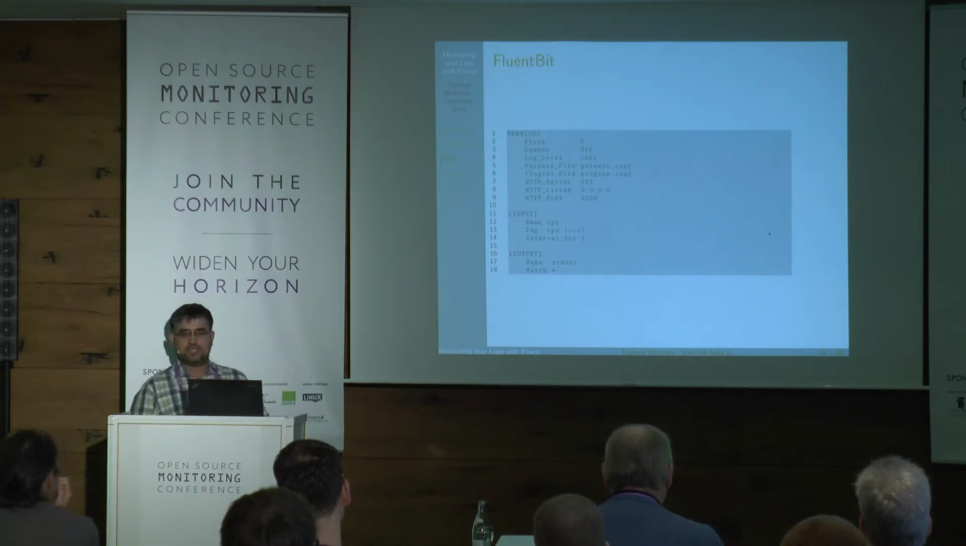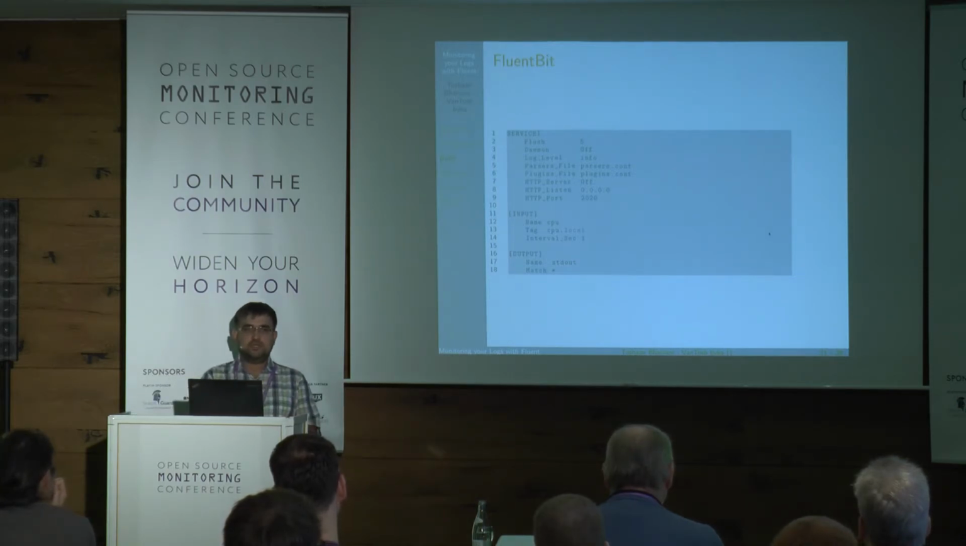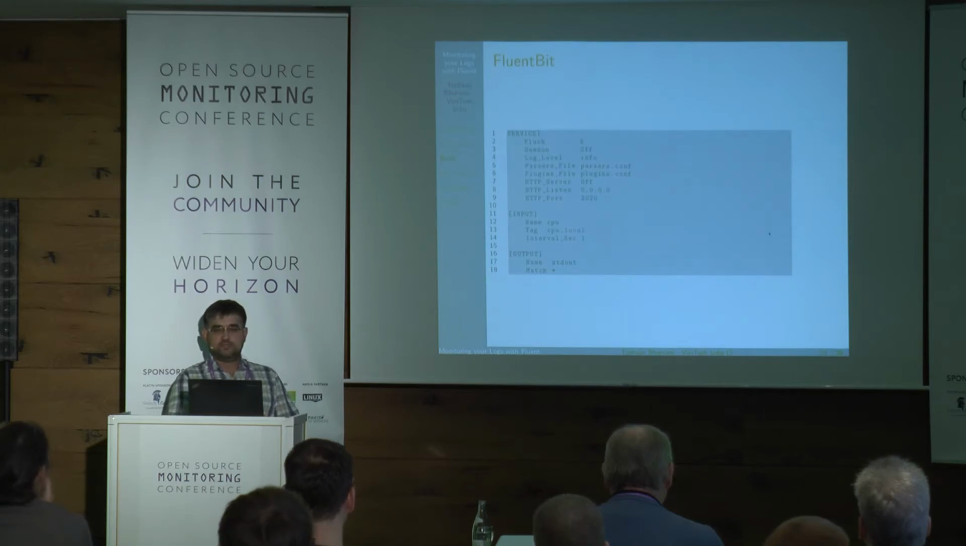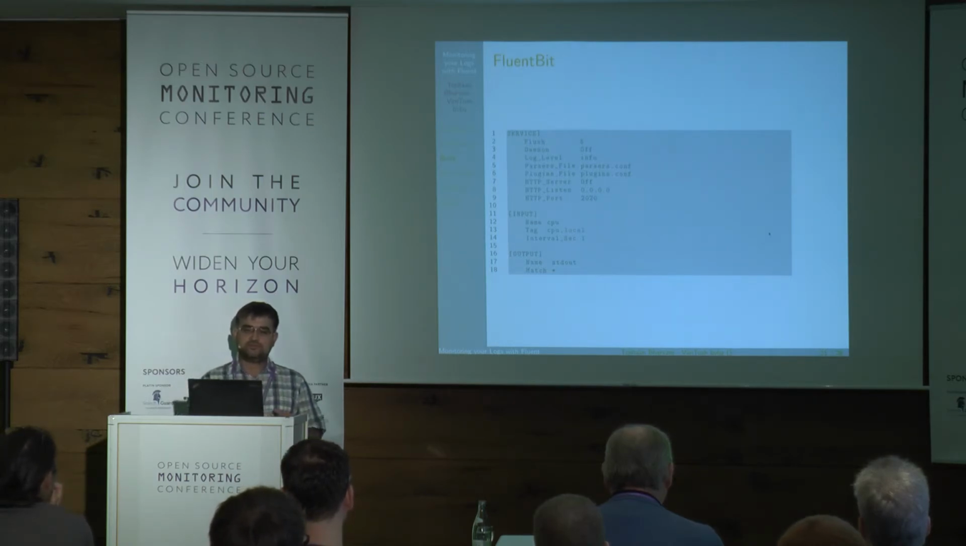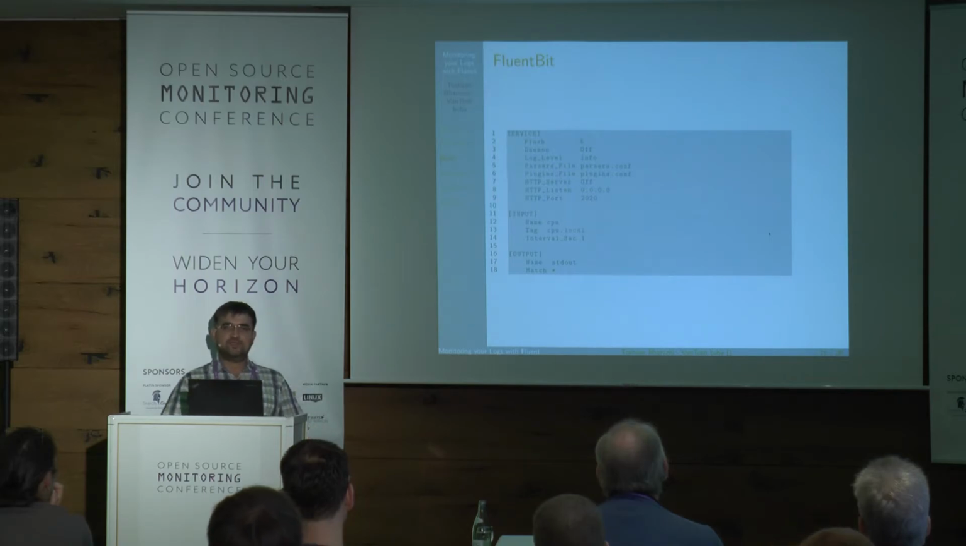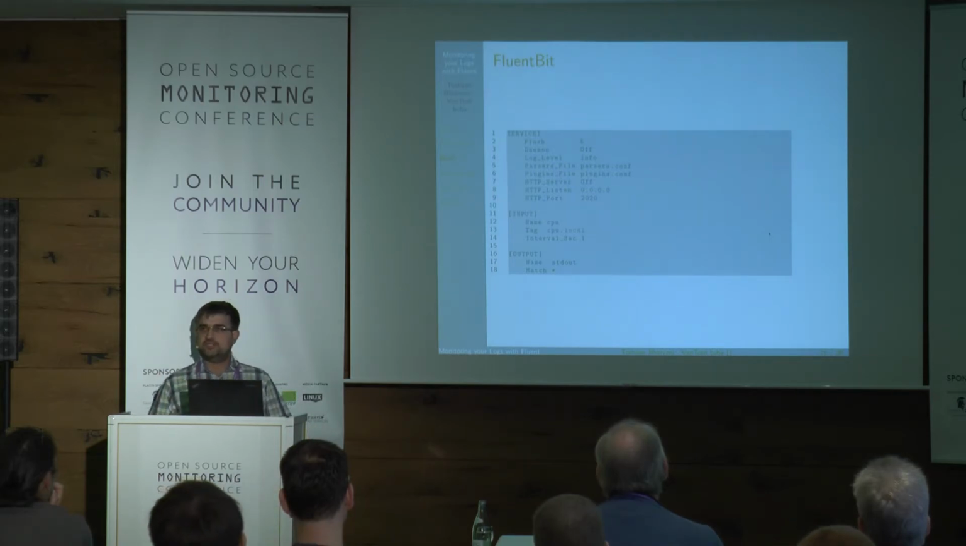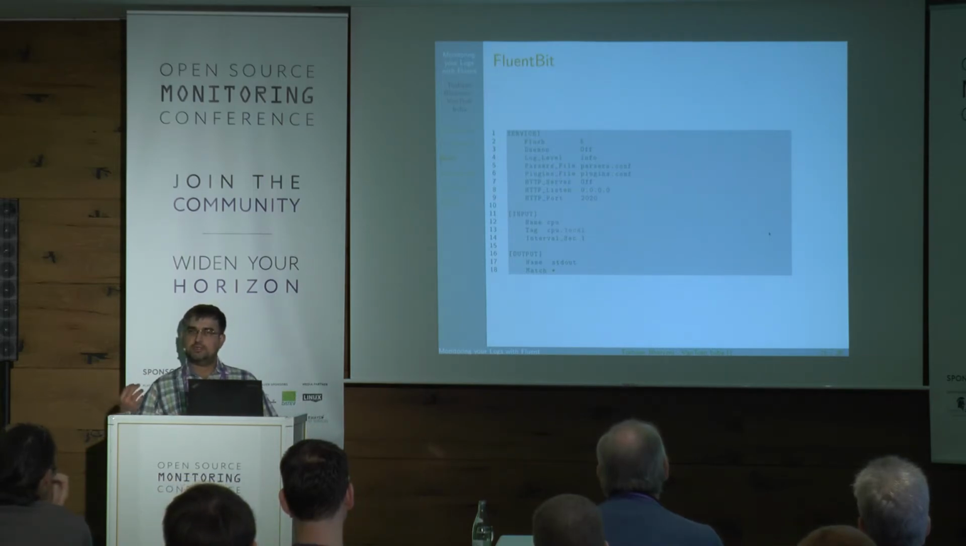FluentBit is, like I said, a very lightweight forwarder. The configuration is also quite simple. It basically tells where it has to send and what input it has and what output it has. At this point, you can then configure it to use Fluentd or any other aggregation tool to send data to.